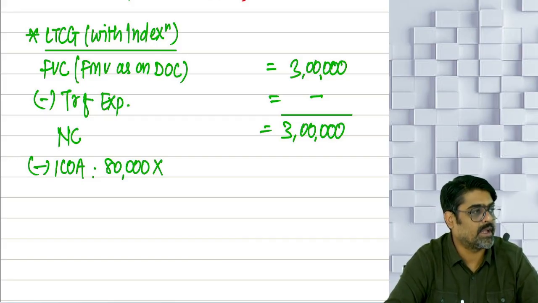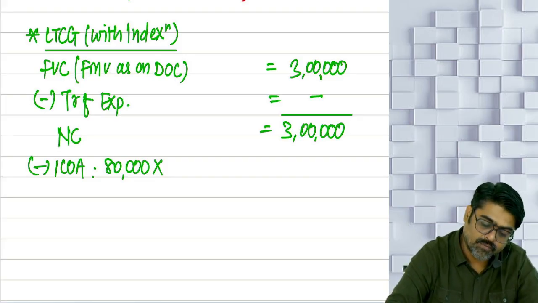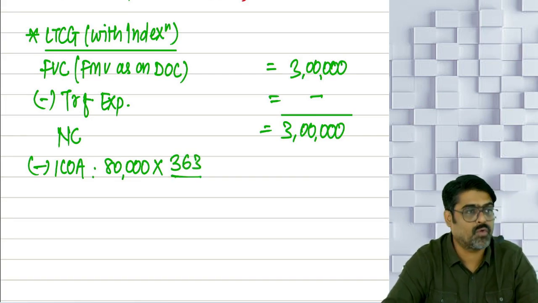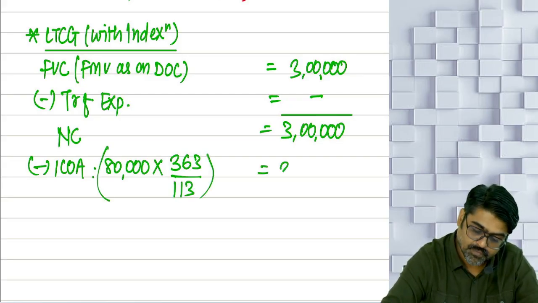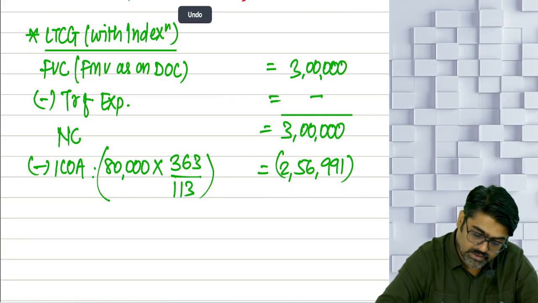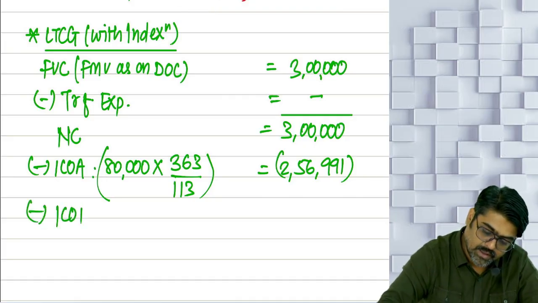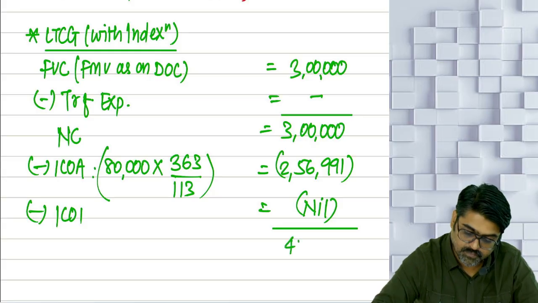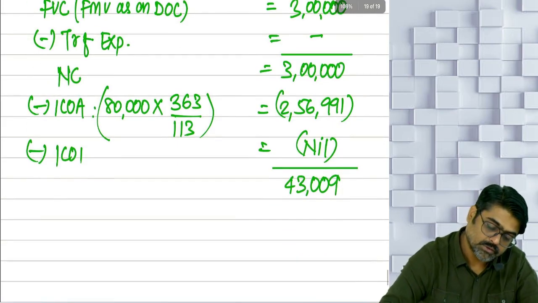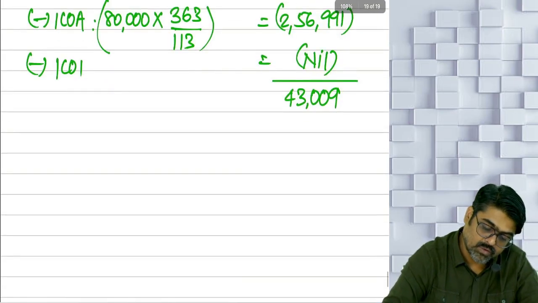In which year is the conversion taking place? 31st March 25, meaning 24-25. So CII of 24-25 will be 363 divided by CII of year of acquisition, 45. Calculate. Reduce this. Sorry, there is no indexed cost of improvement. Indexed cost of improvement will be nil. Now tell me. 43,009. Yes or no? And this is LTCG with indexation.